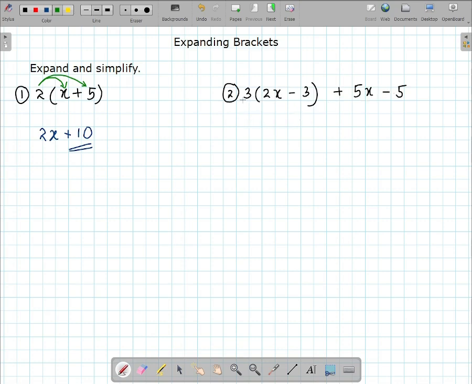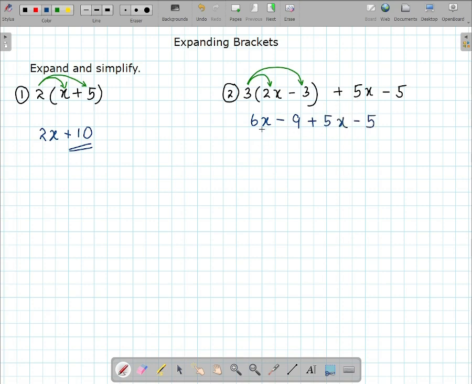Example 2, that is 3 times bracket 2x minus 3, plus 5x minus 5. Okay, first of all we have to expand the bracket. 3 times 2x, 3 times 2 is 6, and x. 3 times minus 3, that is minus 9. Then we have 5x minus 5.